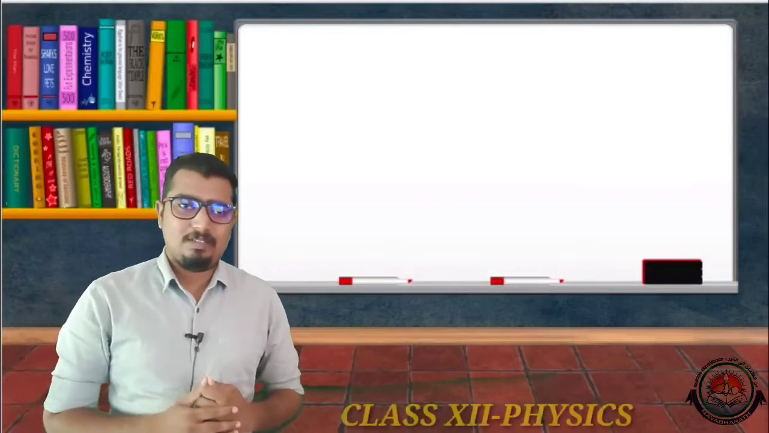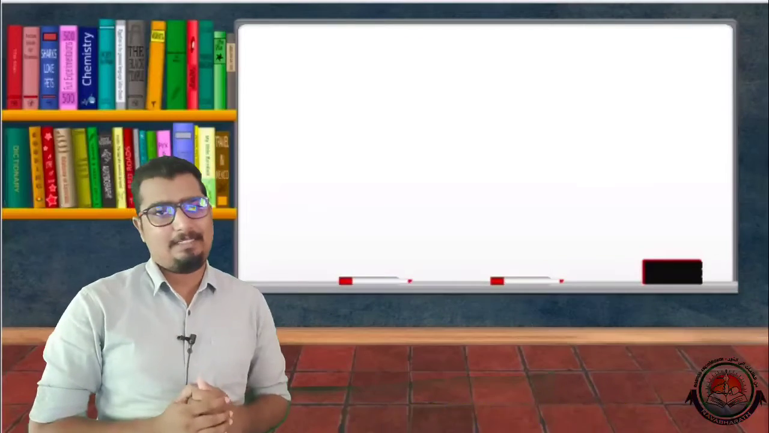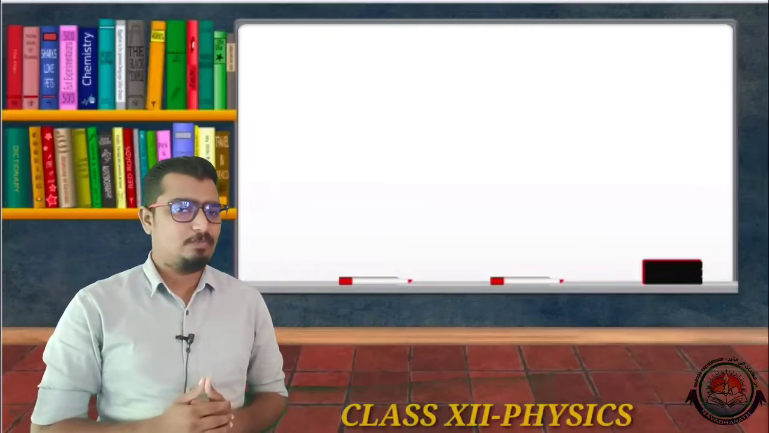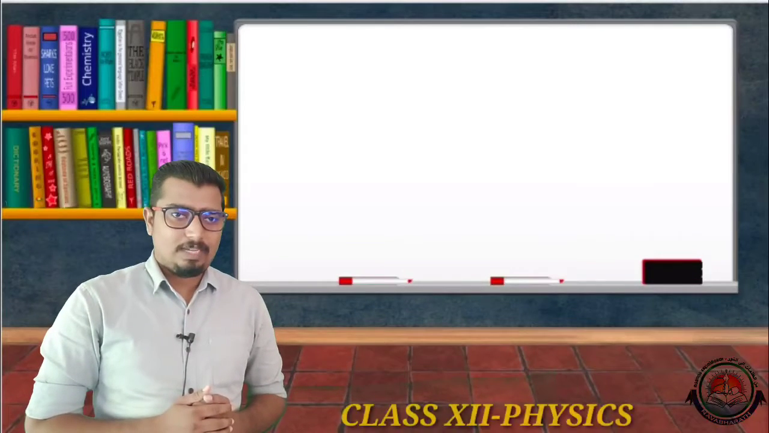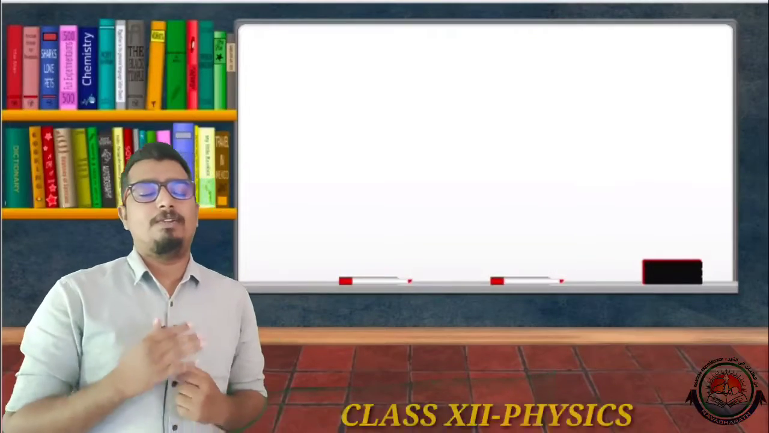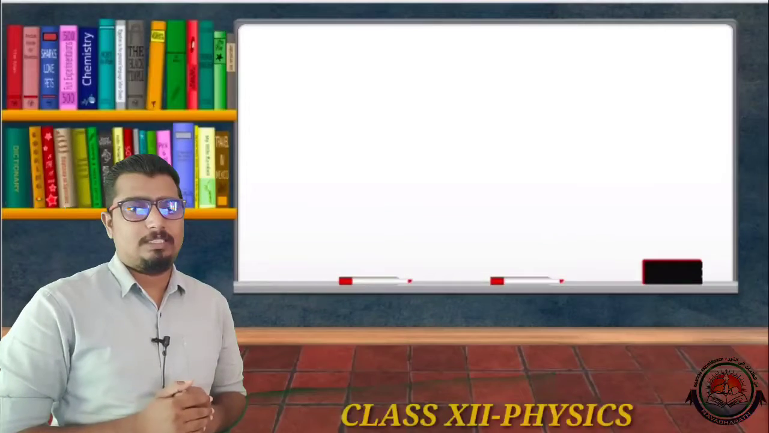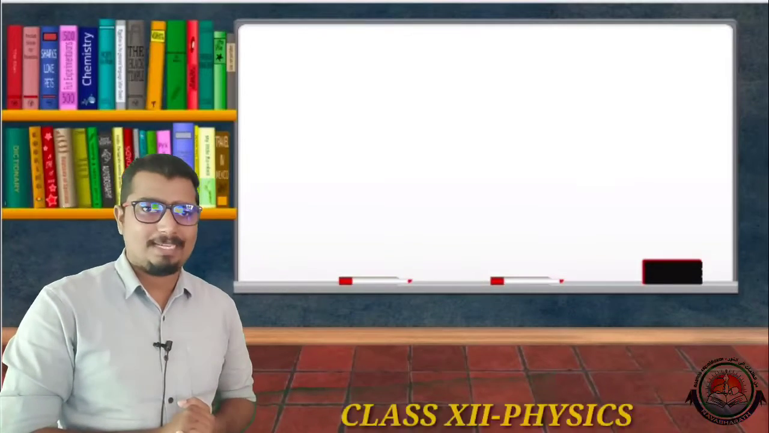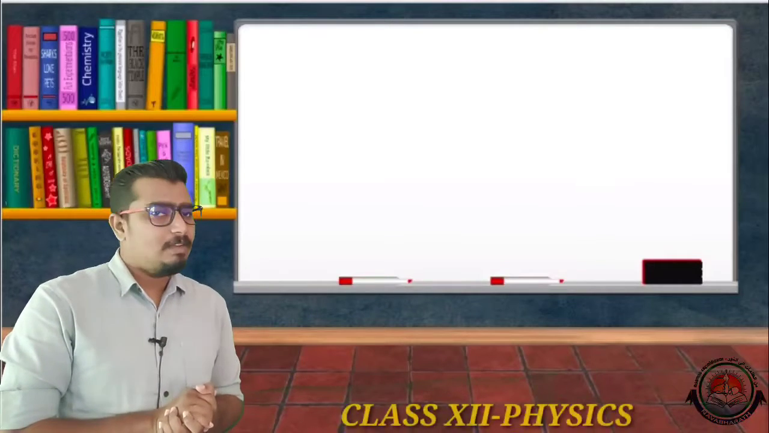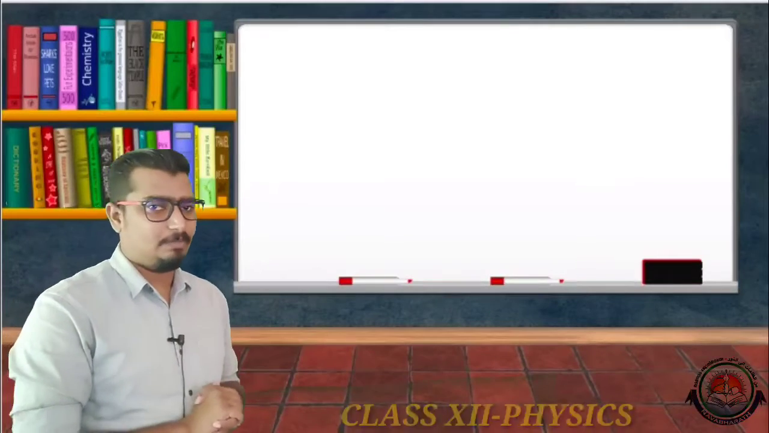In the last class we started the topic magnetic field lines. In that session we discussed what magnetic field lines are. Today we are continuing that topic. The next session is the characteristics of magnetic field lines. What are the characteristics of magnetic field lines?